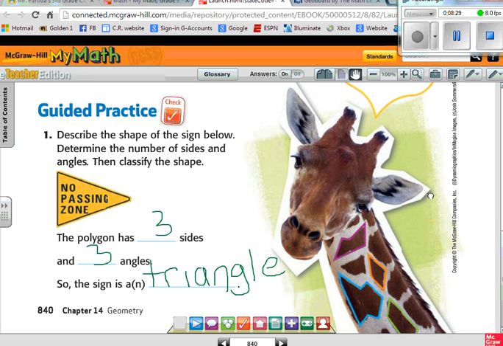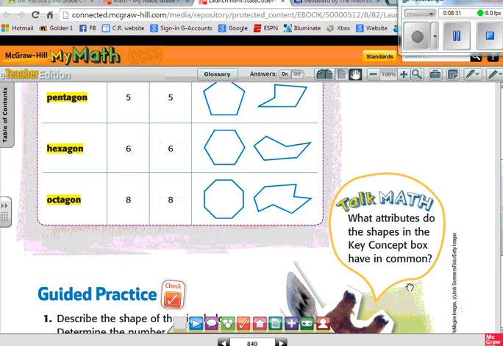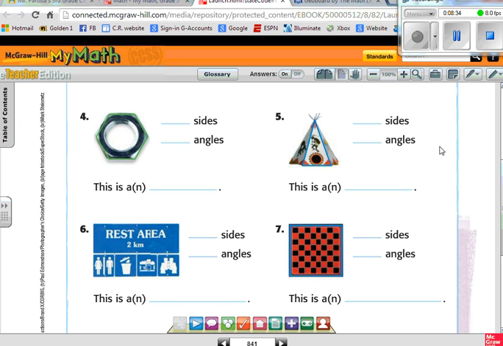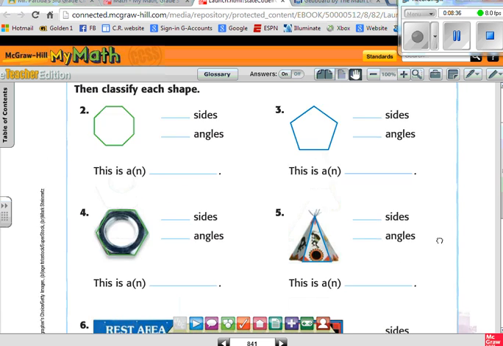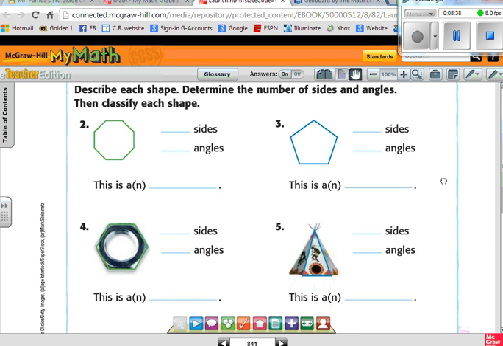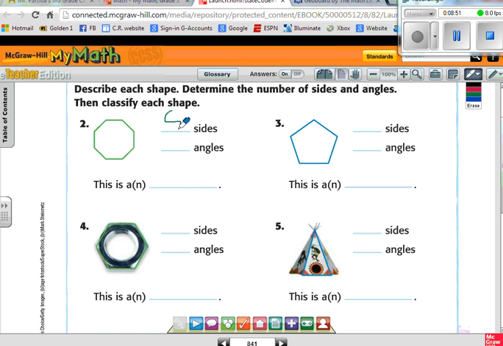Triangle. The next page. Now let's do number 2. I count the sides, right? How many sides does that one have? Eight does. So eight sides and eight angles. What's it called? Octagon. Eight sides, eight angles is O-C-T-A-G-O-N.